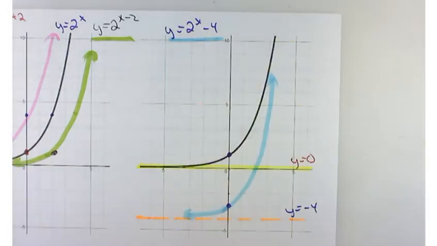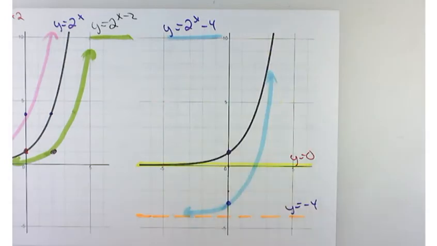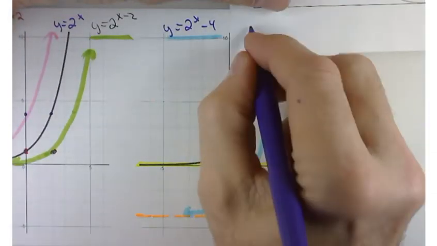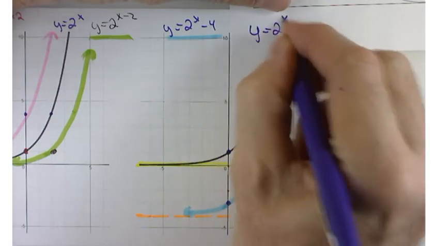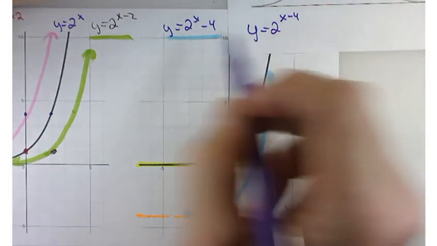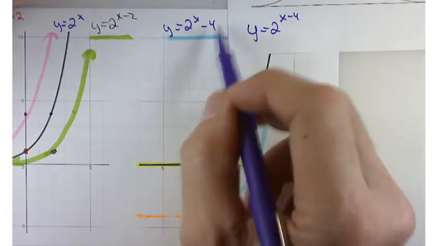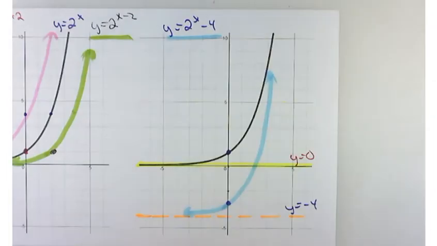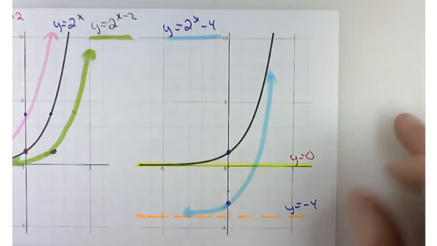How are we looking on that one? Yeah, Demetrius? Good question. Because that 4 is not in the exponent. If it was in the exponent, if it was y equals 2 to the x minus 4, that's what would cause a shift to the right. But this one is 2 to the x, and then just subtract 4 from that. So, yeah, the answer is that it's not in the exponent.